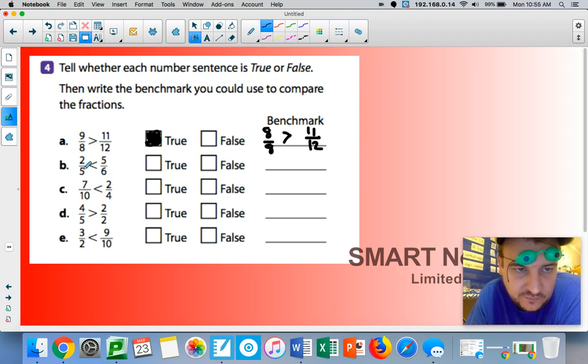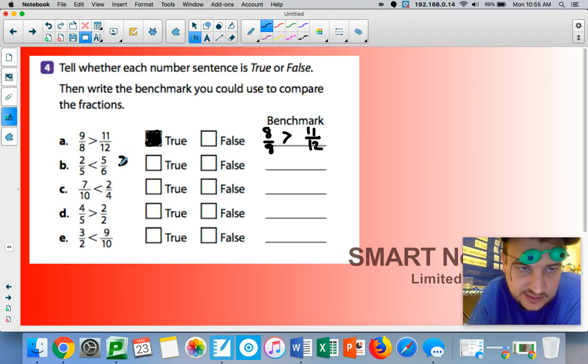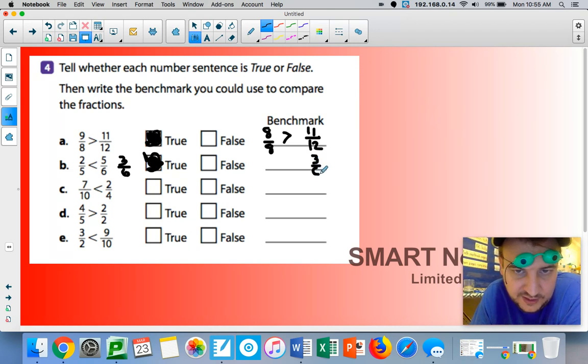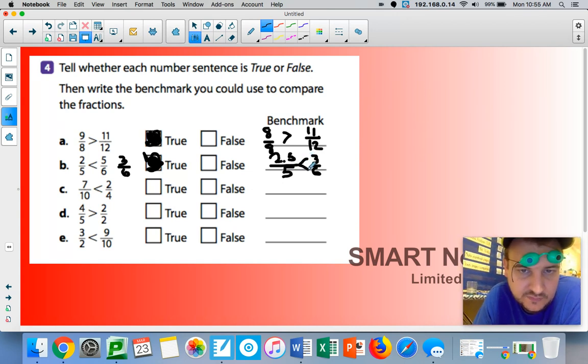All right, so we have 2/5 and 5/6. All right, so half of 6 would be 3. 3/6. Well, 5 is bigger than 3. So that means that this is true as well. The benchmark is 3/6. Half of a fifth would be 2.5. 2.5 fifths, which you don't have. You only have 2 fifths. So that means 3/6 is greater than 2 fifths.